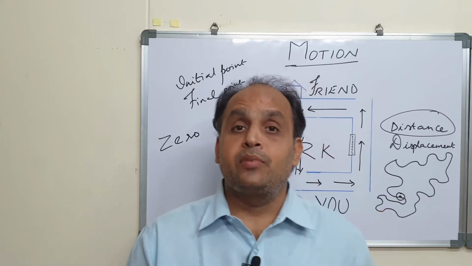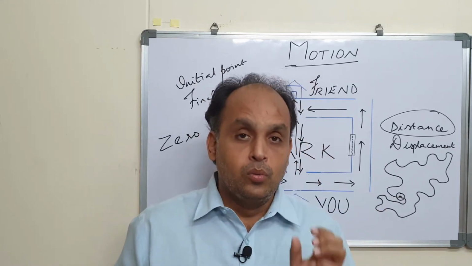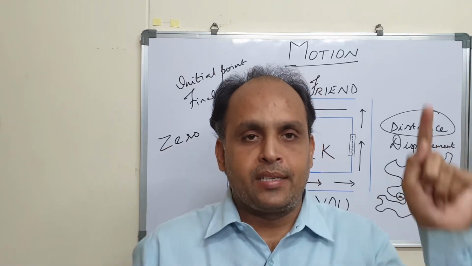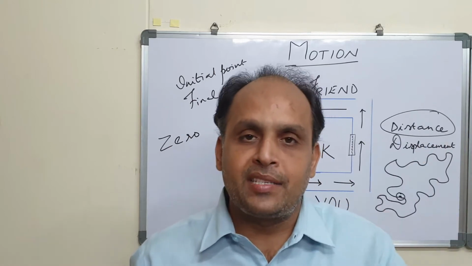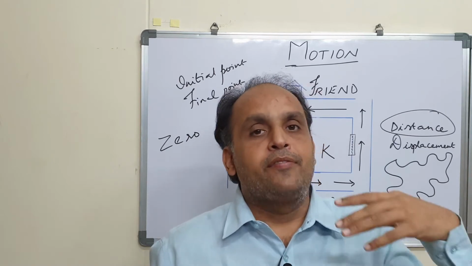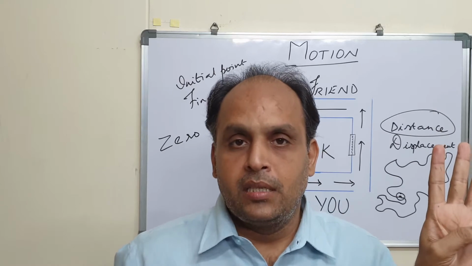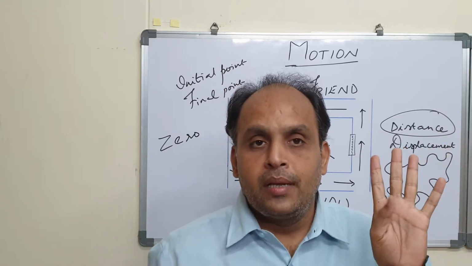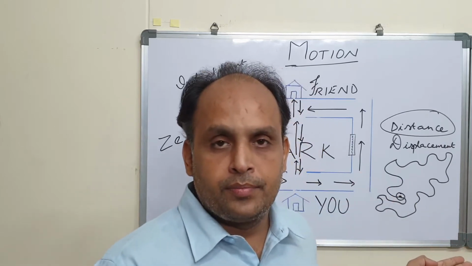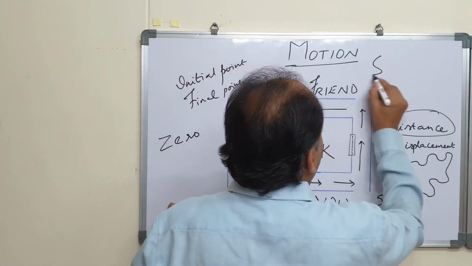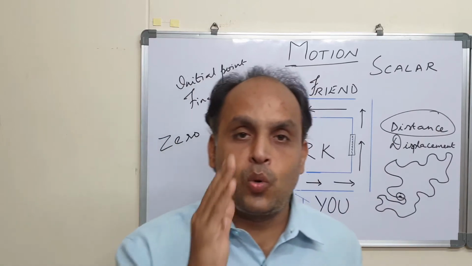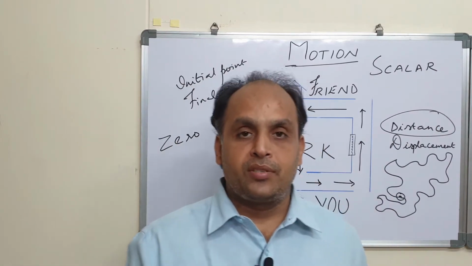So, the quantities which are expressed only in magnitude, magnitude means some numerical value, 7 kilometers, there 7 is the magnitude, 20 degrees Celsius, their magnitude is 20, okay, and 40 Newton, 40 is the magnitude. So, the quantities that are expressed only in magnitude like distance are called scalar quantities. Quantities which are expressed only in magnitude are called scalar quantities.